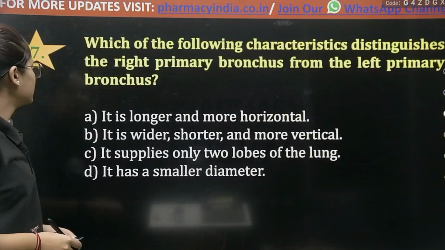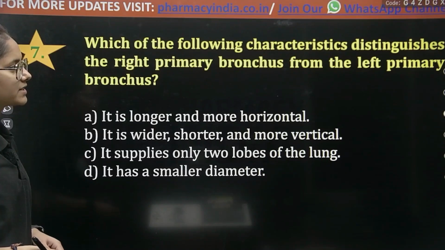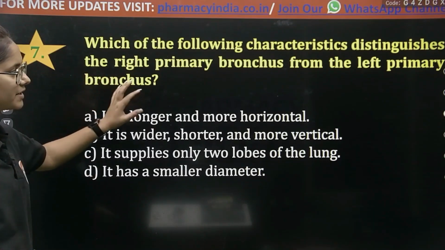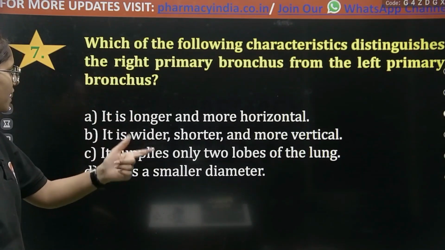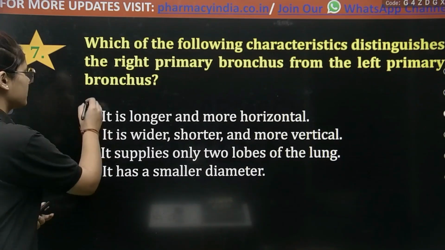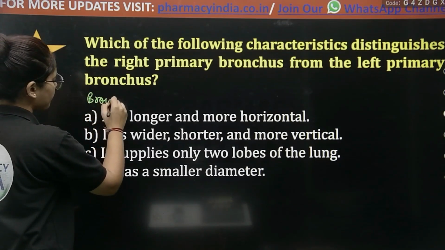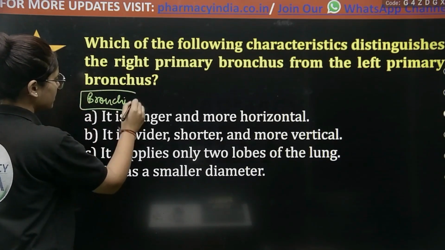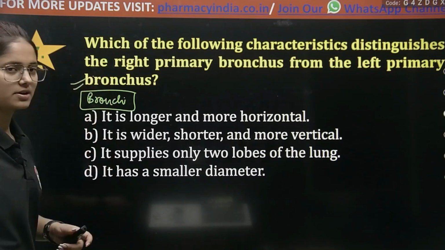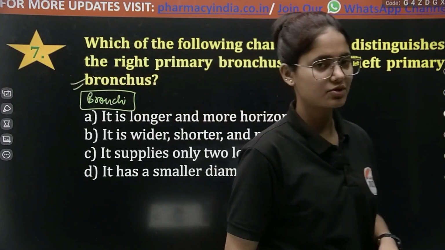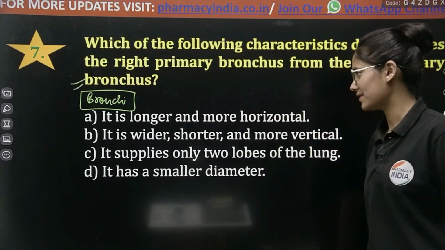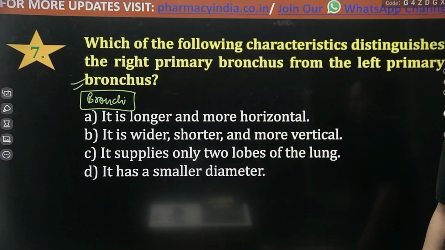Alright. Which of the following characteristic distinguishes the right primary bronchus from the left primary bronchus? Bronchus means bronchi. Plural is bronchi. Singular is bronchus. And what are these structures? Divisions of trachea at the fifth thoracic vertebra. Clear? It is longer and more horizontal. It is wider, shorter and more vertical.